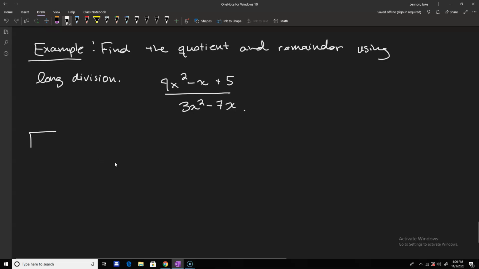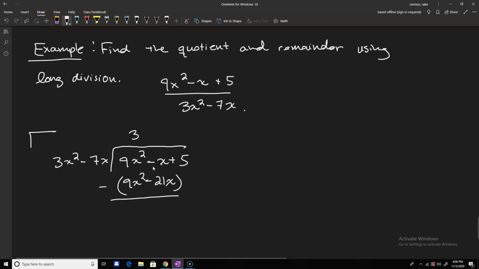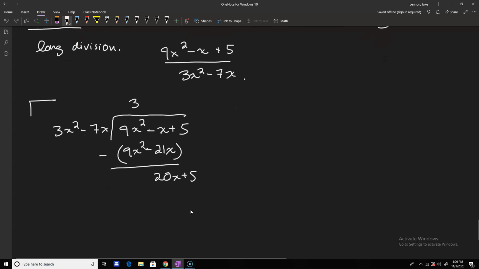But anyway, we have the 9x squared minus x plus 5, and then into that we're dividing 3x squared minus 7x. Again, I'm just trying to match the 3x squared into the 9x squared, and I can do that by multiplying by 3, and I would have 9x squared minus 21x, and then I subtract. The 9x squareds will cancel, then I'll have minus x plus 21x, so that would give me a positive 20x plus a 5, and then I'm already done, so that's actually just the remainder.